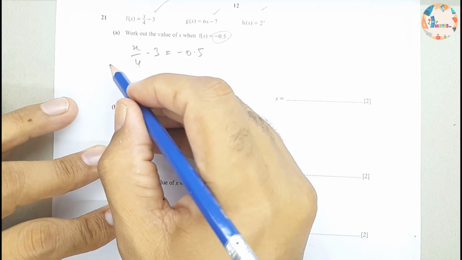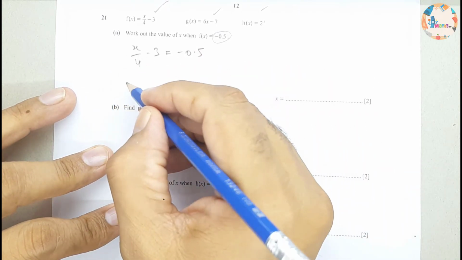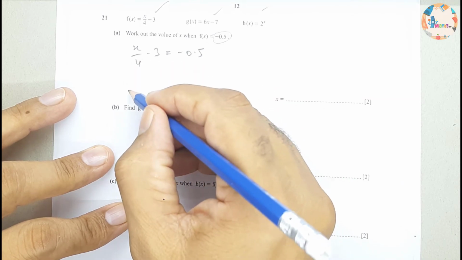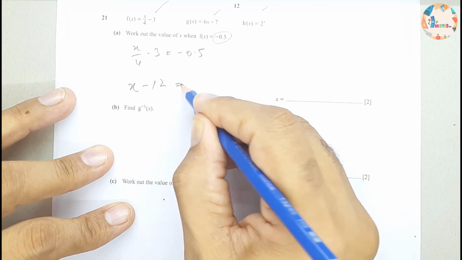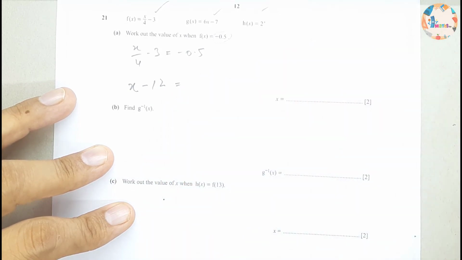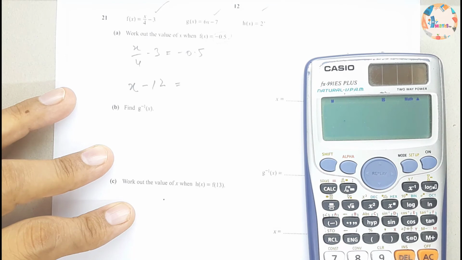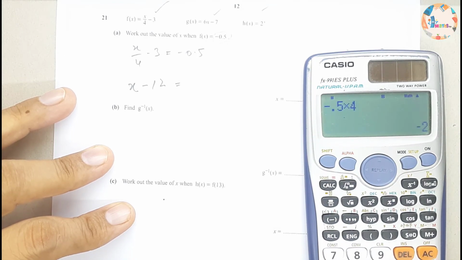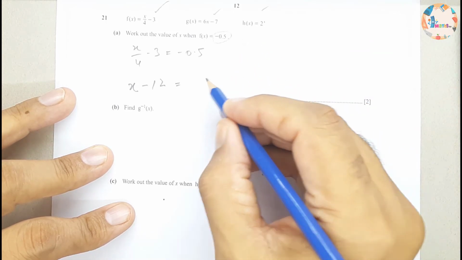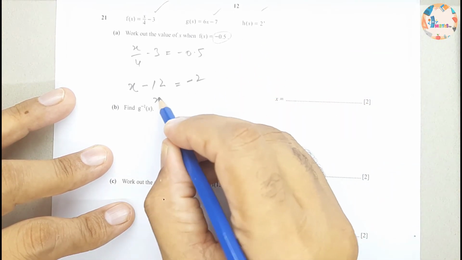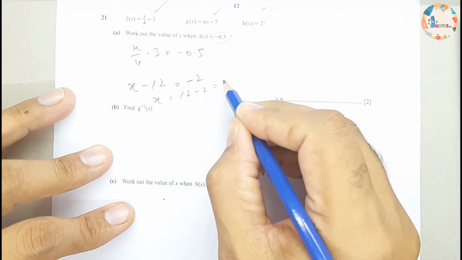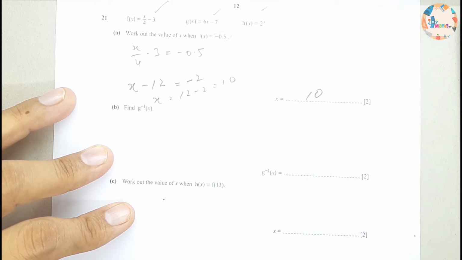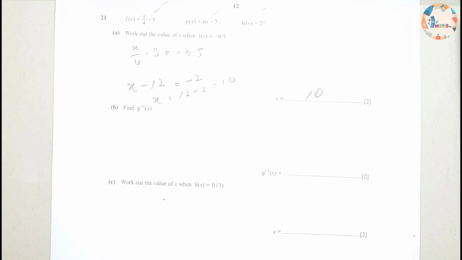Now what we can do, we can multiply everything by 4 so as to get rid of this denominator. So x minus 12 is equal to minus 0.5 into 4. So minus 0.5 into 4 will be equal to minus 2. So we can write here minus 2. Now x is equal to 12, minus 12 we can shift to other side. So it will be 12 minus 2, which is equal to 10. So x will be equal to 10. Hopefully you understood this as well.